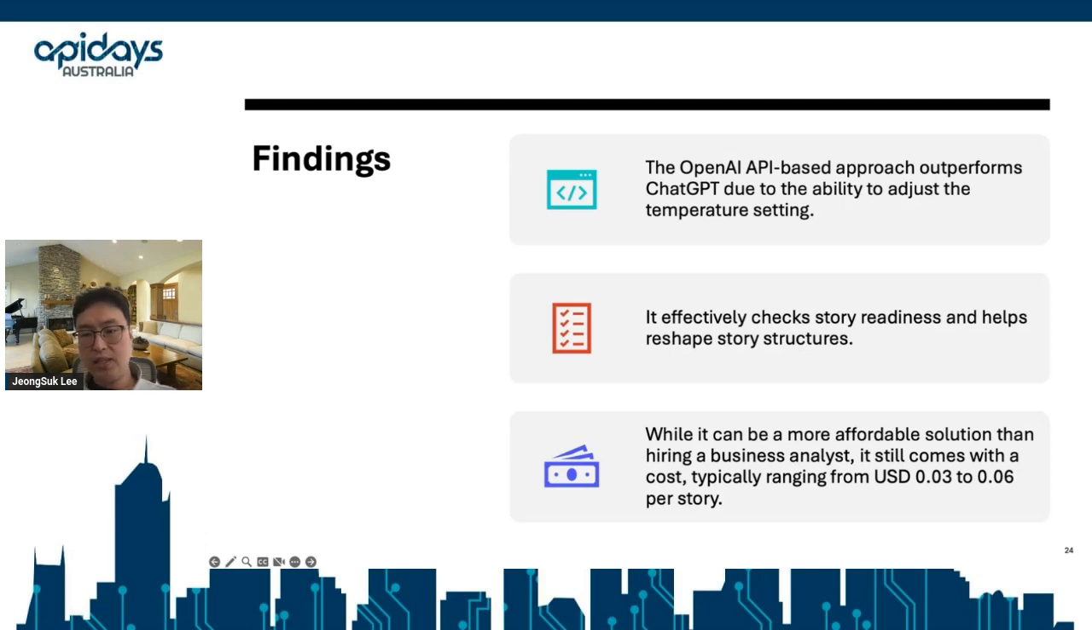But even if it is a more affordable solution than hiring a business analyst, it still comes with a cost. During development of this prompt structure, it required paying from 3 to 6 US cents per story. It is not a big cost if you look at just one story, but if you think about how many stories are generated in your company on a daily basis, it would be a main consideration point because it increases like a snowball.